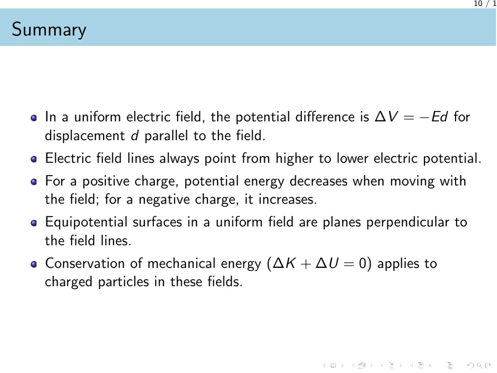To summarize what we have covered, remember that in a uniform electric field, the potential difference is simply negative Ed when the displacement is parallel to the field. We have established that electric field lines always point from regions of higher potential to lower potential. The behavior of potential energy depends on the sign of the charge. It decreases for positive charges moving with the field and increases for negative charges. We also defined equipotential surfaces as planes perpendicular to the field lines where no work is performed. Finally, we saw that conservation of mechanical energy is a powerful tool for predicting the speed of charged particles in these fields.